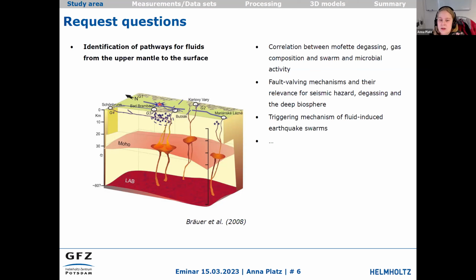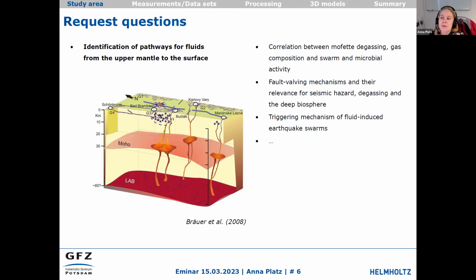Here I show again this conceptual model from Breuer et al., which I showed at the very beginning. In general, from seismic experiments, we know that we have a lithosphere-asthenosphere boundary upwelling in the study area, as well as an upwelling of the Moho. And Breuer et al. postulate that we also have some small-scale fluid or magma reservoirs at the crust-mantle boundary, as shown here, and that we have several fluid pathways from the lower crust up to the surface to the different degassing spots, in our case mineral springs and mofettes.